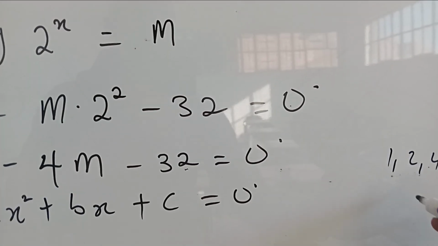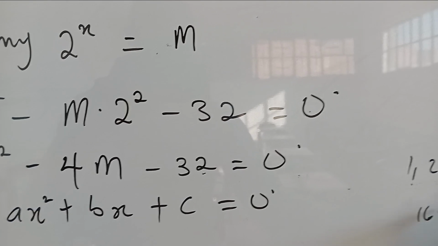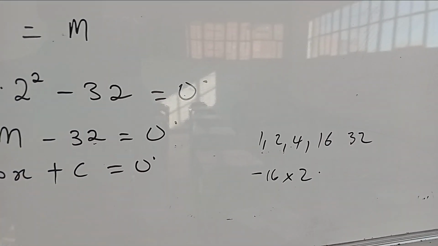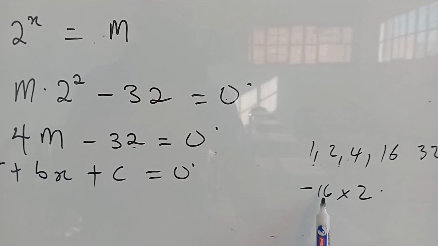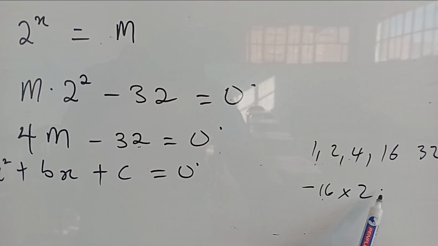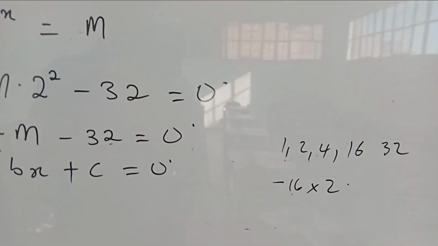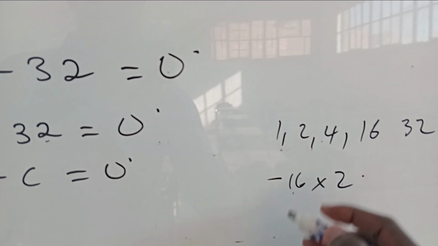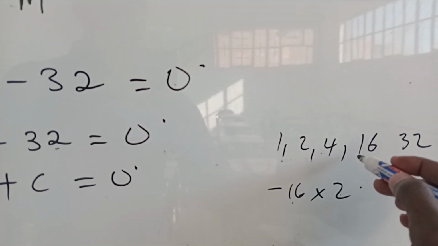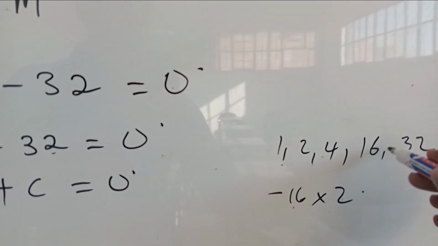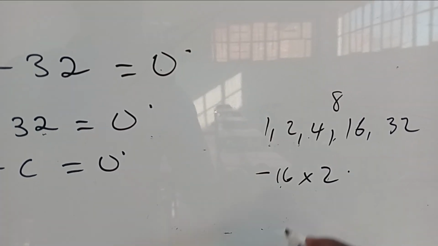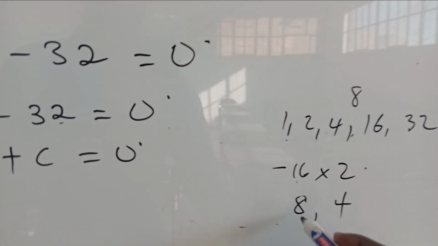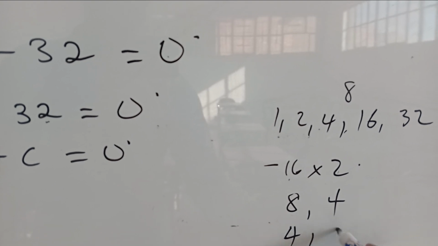Now, if I use minus 16 multiplied by 2, it will give me minus 32. But if I add negative 16 plus 2, it's not going to give me minus 4. So what I need to do here is to look for another factor. Sorry, I didn't include 8 here. 8 is also a factor. So let's try 8 and 4.